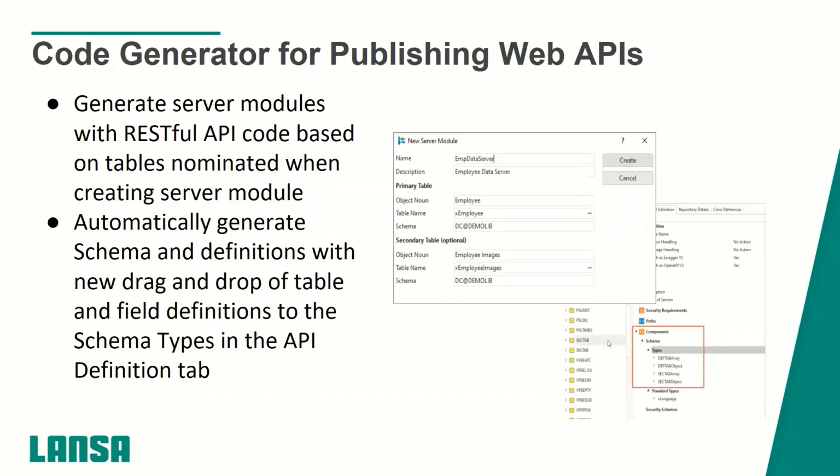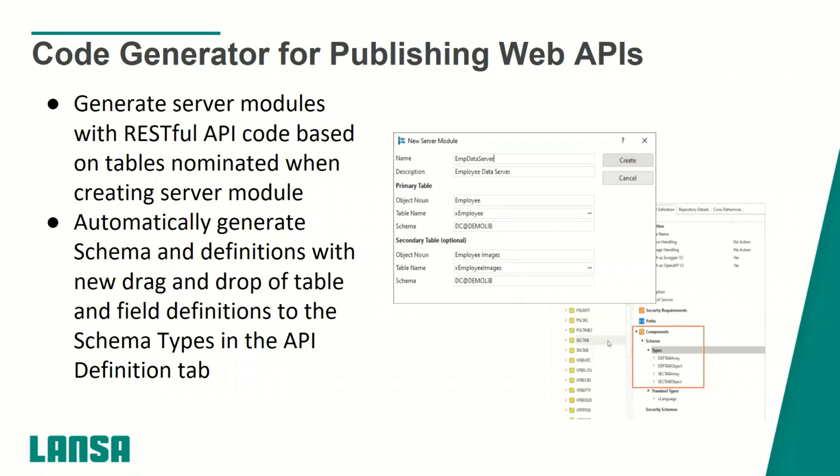So with the new code generator for publishing web APIs, we enable you to seamlessly select tables and fields to make publicly available parts of your data to your end users and third-party integrators. So it's really through an easy click-through solution, the code generator will produce RESTful API code with the ability to perform get, create, update, and delete.